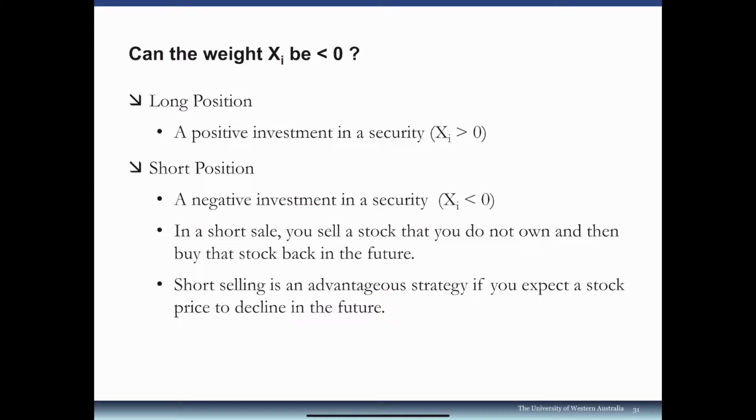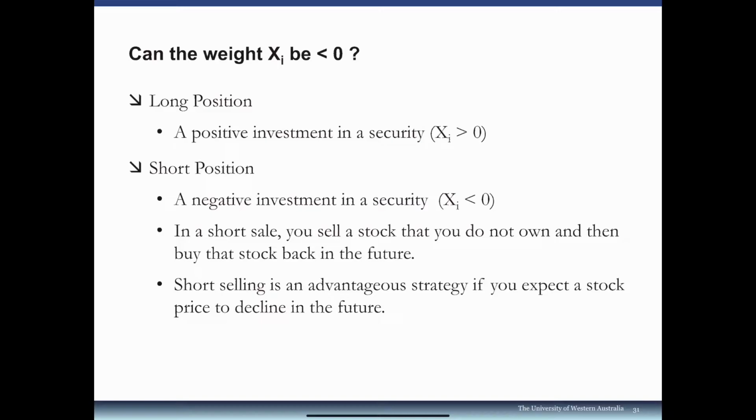Short selling is an advantageous strategy if you expect a stock price to decline in the future, the opposite of what you would do in a long position. If you're holding a long position in a stock, your goal is that the return will be higher in the future, the stock price will go up, and that's why you buy it. If you believe the opposite is going to happen, the stock price is going to plunge, you will short it, right? So the weight w_i here can be negative.